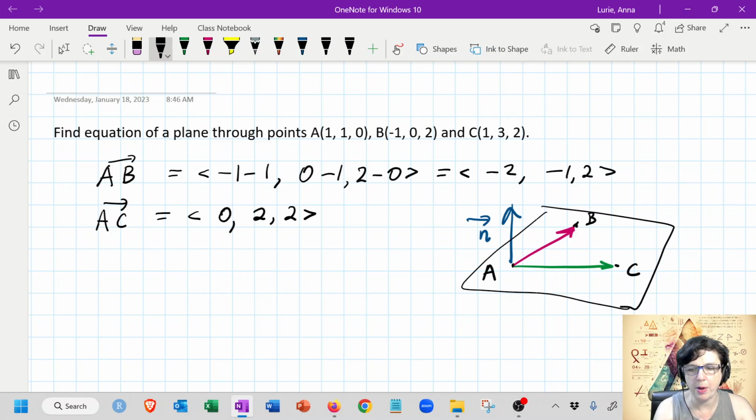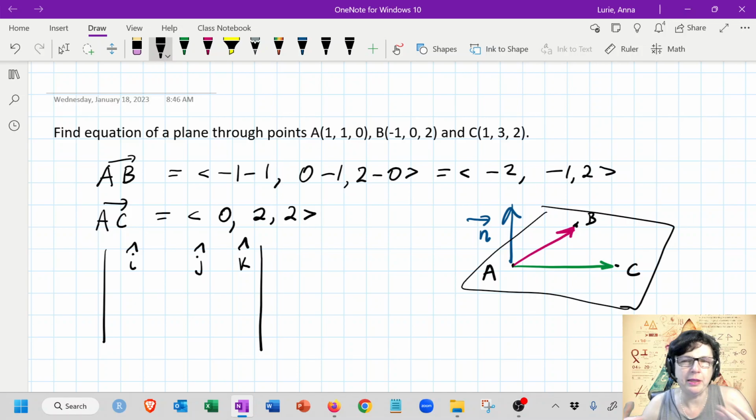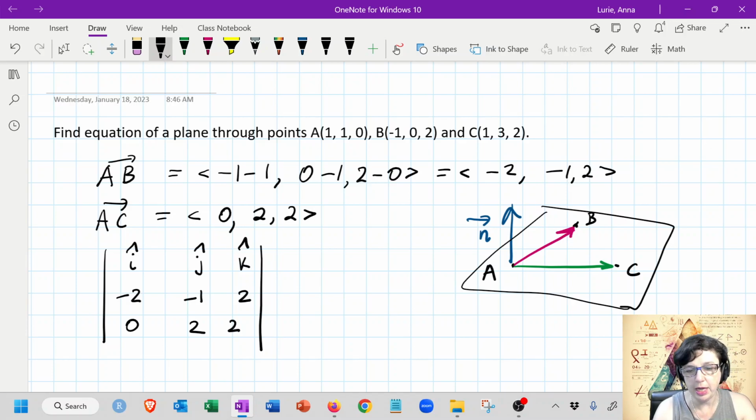Okay, so we need to come up with the normal, and normal is the cross product. Okay, so how do we do that? So we're going to form a determinant. The first row of the determinant is i, j, k, which are standard unit vectors. It's really not a real determinant, but it's just a way to remember how to compute cross product. Then we're going to put negative 2, negative 1, 2, and then I'll put 0, 2, 2, and I need to find the cross product. Okay, how do I do that?